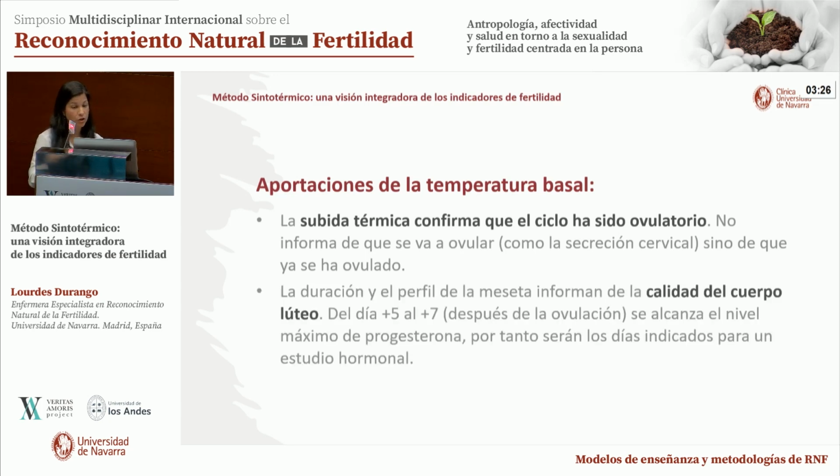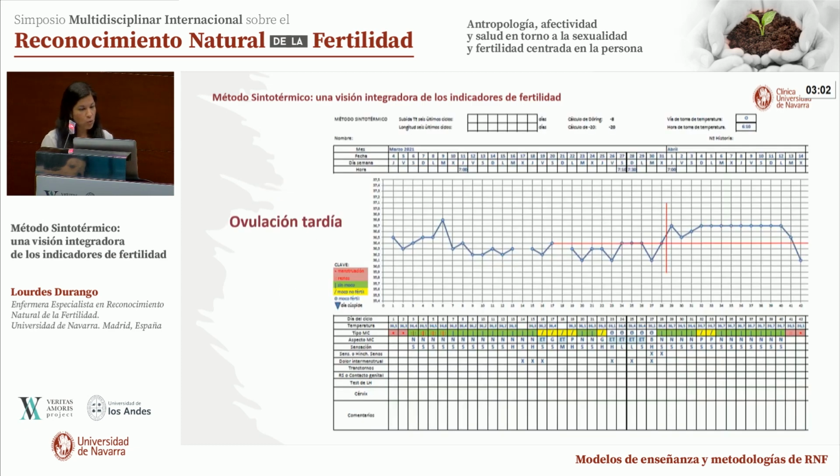The duration in the profile of the plateau tells us as well about the quality of the luteal body. Between the 5th and 7th day after the ovulation, we reach the maximum level of progesterone. So these are the indicated days for a hormonal study, at least if we want to do it specifically. In Creighton, they do the assessment for several days, but the temperature is also telling us about how this phase is.